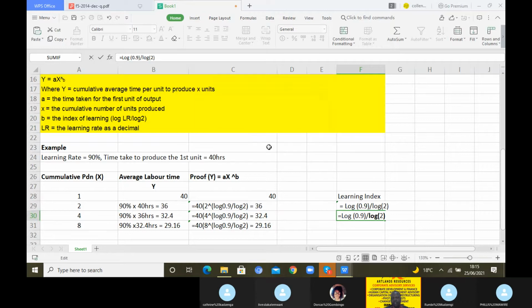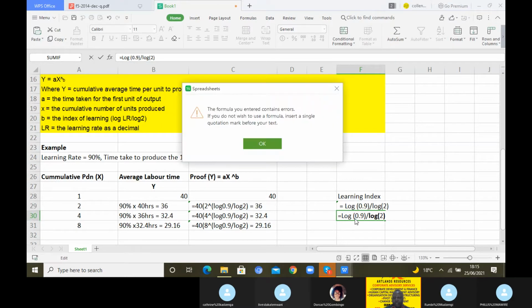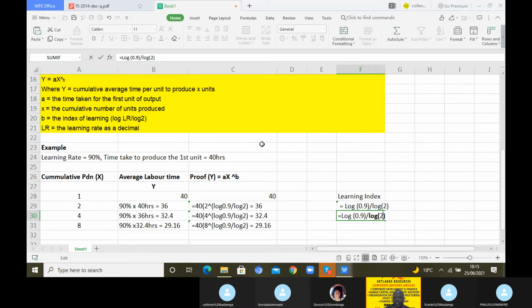Okay. So, can you punch for me the learning index here? Try punching for me in your calculator whilst I'm connecting our colleagues into the class. Can you try to punch the learning index and tell me what comes out here?